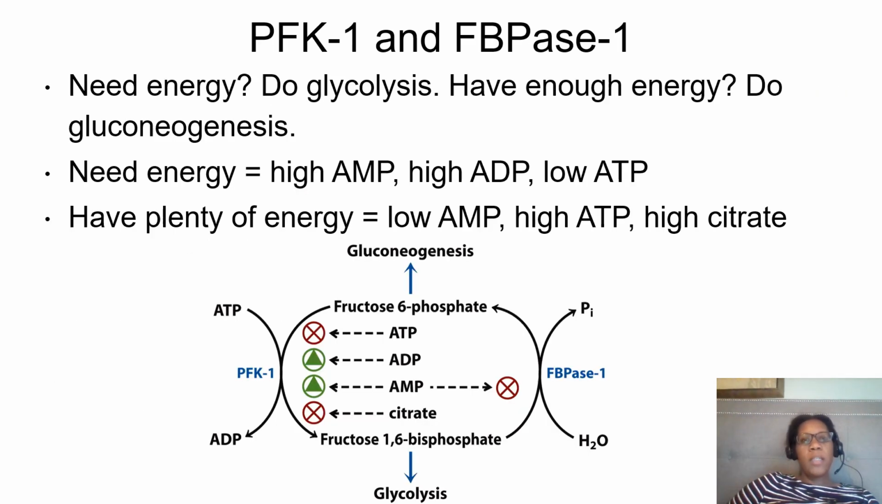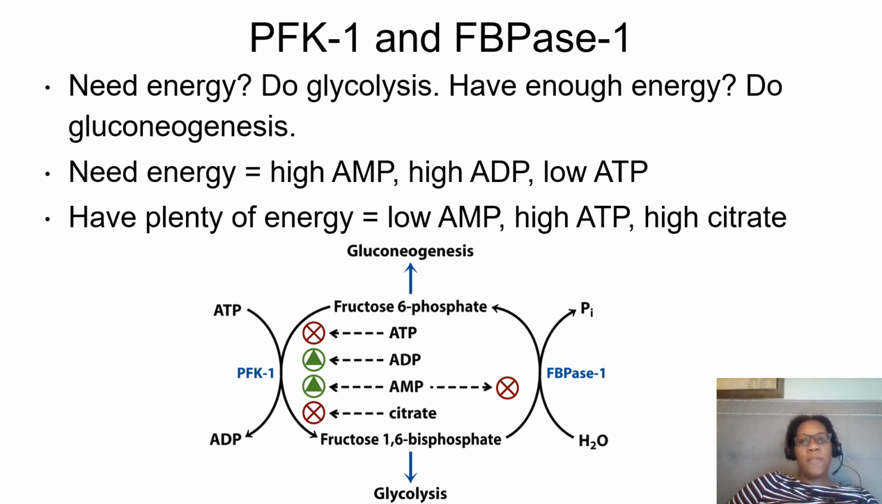The second step in glycolysis utilizes the enzyme PFK1, and the corresponding step in gluconeogenesis utilizes FBPase1. Once F16BP is created, it's a committed step in glycolysis, meaning if you create G6P, G6P can go on to other pathways to creating amino acids or creating ribose, as we've seen in the pentose phosphate pathway. However, F16BP is a committed step in glycolysis.